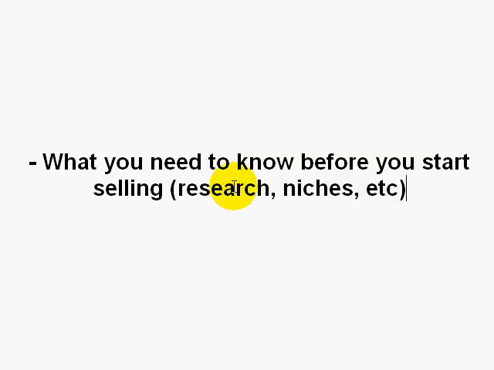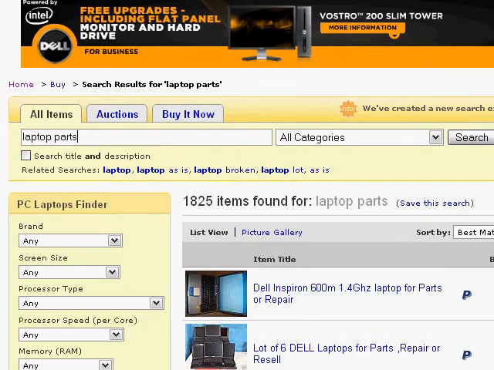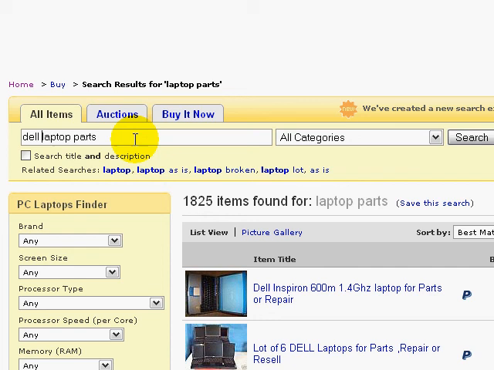Now we've done our research. If you're wondering what a niche is, basically that's a specific market. So laptop parts. People who are looking for those parts to fix computers, that would be a specific niche or specific market, in other words. For example, if you want to get more specific, you could even say Dell laptop parts.